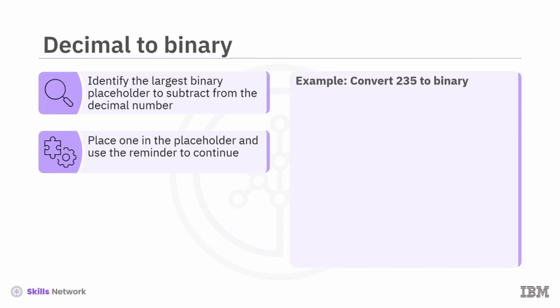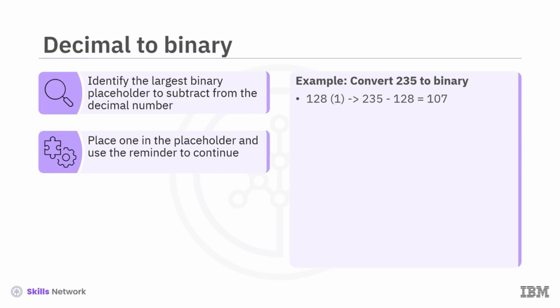Take the number 235. To convert 235 from decimal to binary, first, identify the largest binary placeholder that you can subtract from the decimal number. Since here 256 is too large, you can subtract the next smaller placeholder, which is 128, as shown.